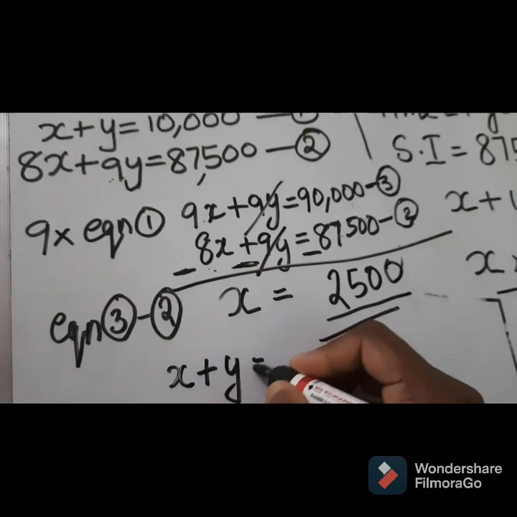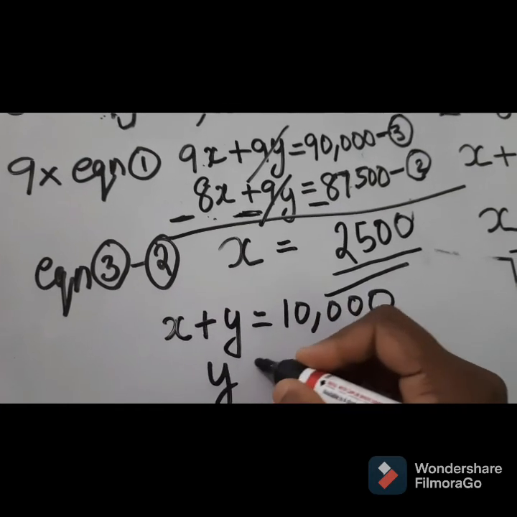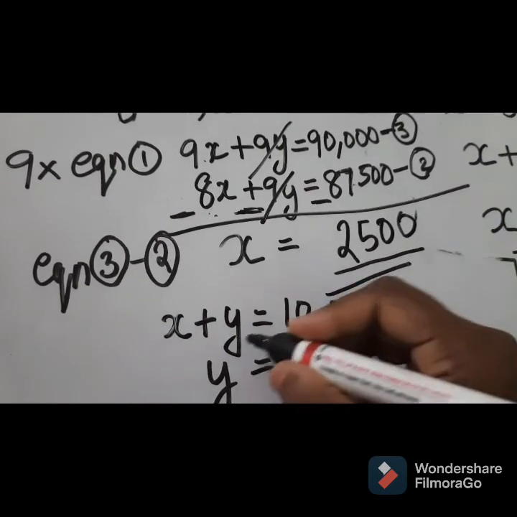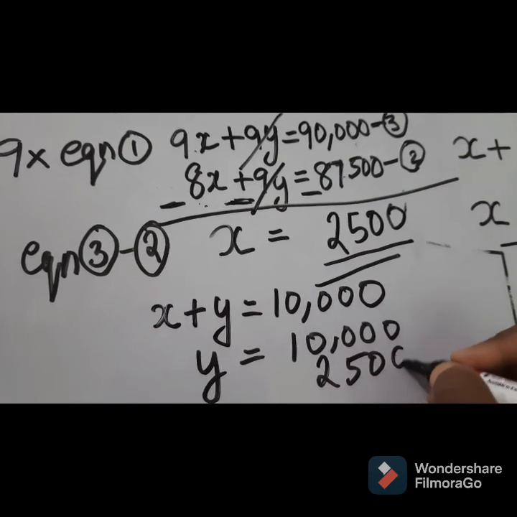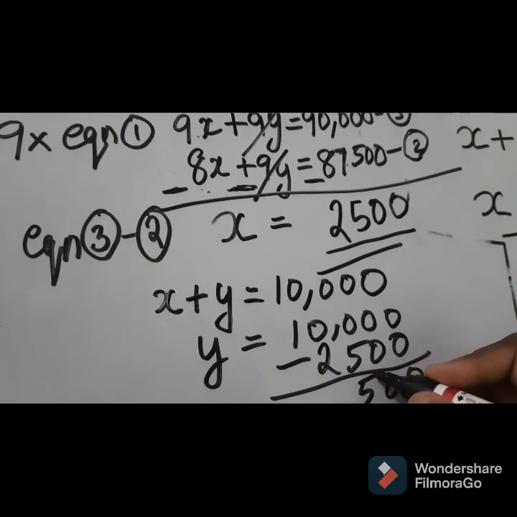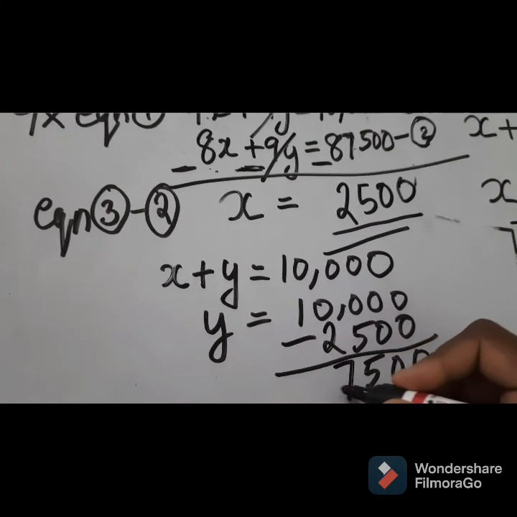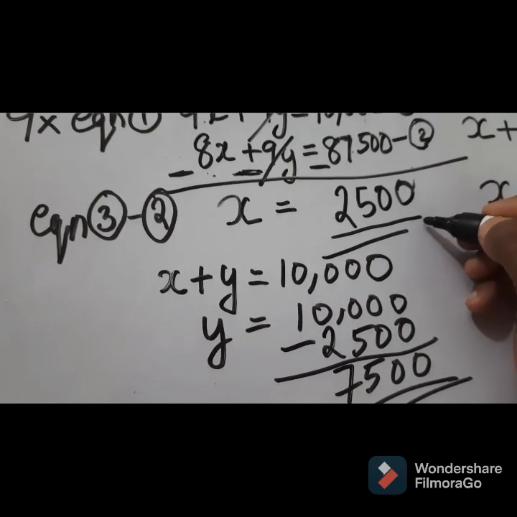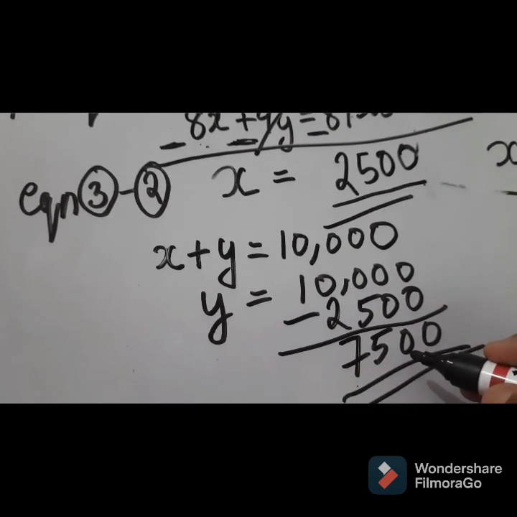Now directly you can apply X plus Y equal to 10,000. So Y equal to 10,000 minus X. This X will go there, that is 2,500. You subtract, you will get 0, 0, 5. Then this changes to 9. 9 minus 2, that is 7. So in the first scheme 2,500, in another scheme, the second scheme, 7,500.